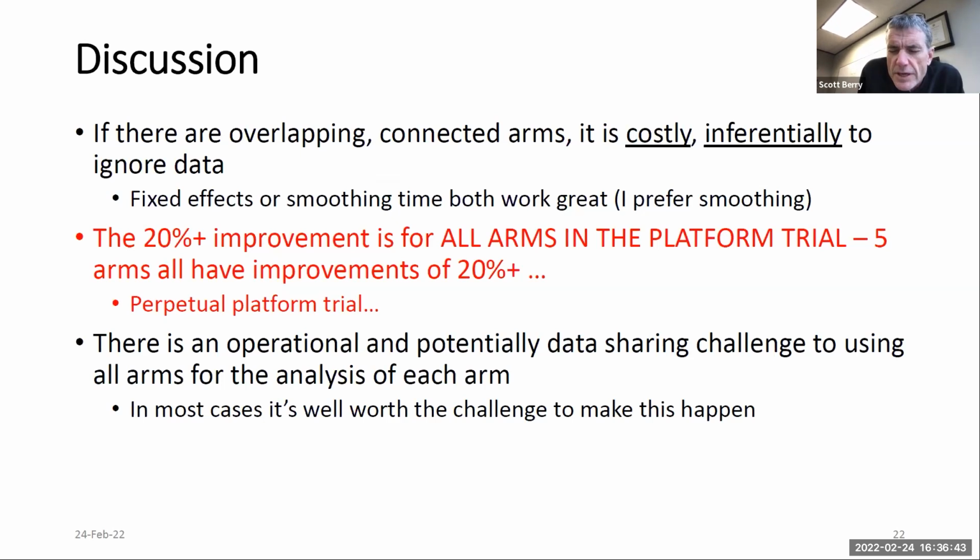So it's recognizing that we have many overlapping arms in these platform trials. They come and go at different times, demonstrating in a number of scenarios the cost inferentially of ignoring that data and not modeling time within that. Fixed effect modeling, we do that in trials and it works. I prefer the smoothing. We understand something about time, the ordered aspect of time.